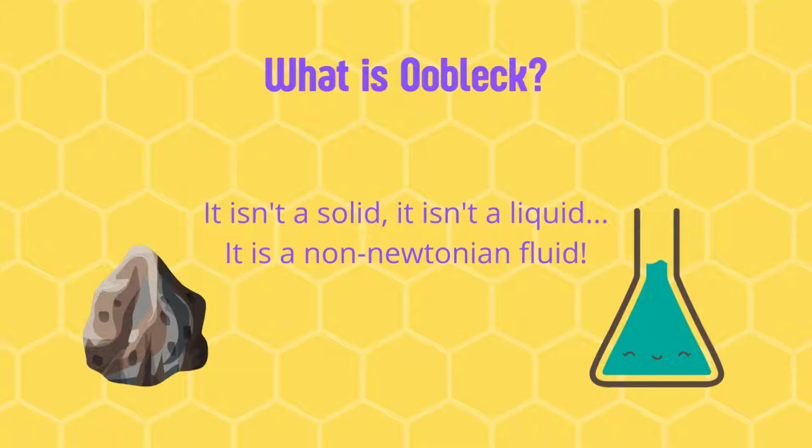Oobleck is a great experiment to explore how differences in pressure can change the properties of a material. That's a pretty big sentence. Think about temperature and how it acts on water. If it's cold, water turns to ice. And if it warms up, that ice turns back into water. So by the end of this, you will understand how pressure changes Oobleck.